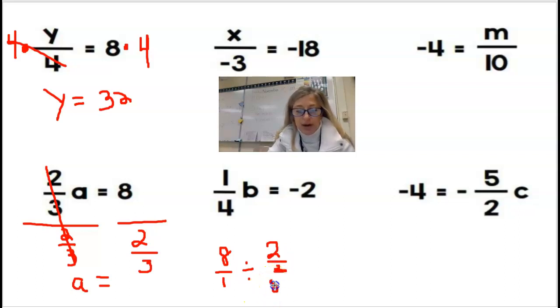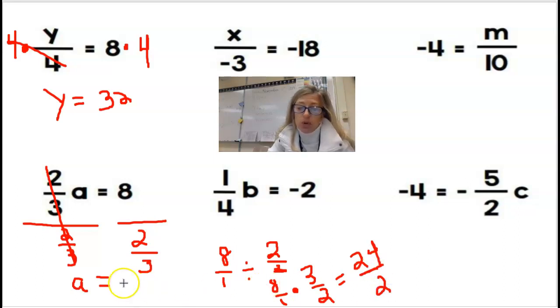So I'm keeping 8 over 1. I'm changing this to multiplication, and I'm flipping the second fraction. This should look familiar to you. This means I have 24 over 2. Whoop, there it is. 24 over 2 is 12, so the answer here is 12.